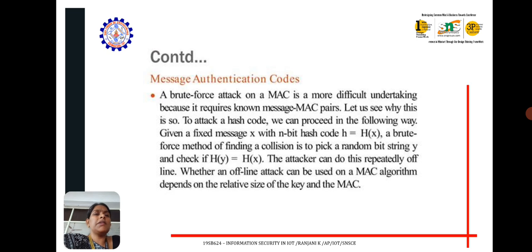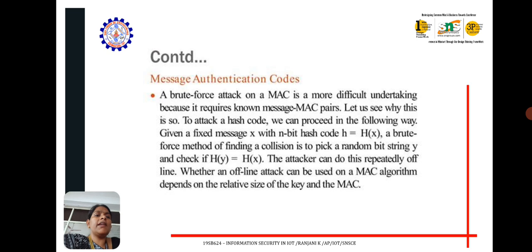To attack a hash code, we can proceed as follows, with an example. Here we have a fixed message x with an n bit hash code. Using the brute force method to find a collision, pick a random bit string y and check if h of y equals h of x. The attacker can do this repeatedly offline.